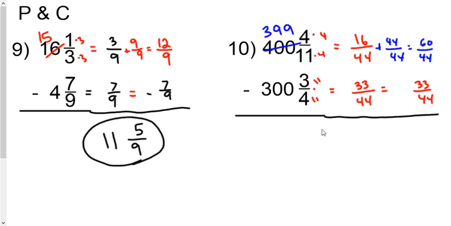60 minus 33 is 27 over 44. 399 minus 300 is 99, and that should be our final answer.